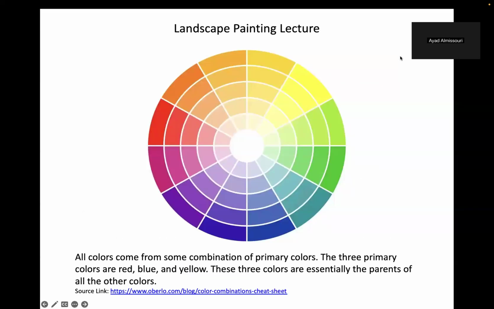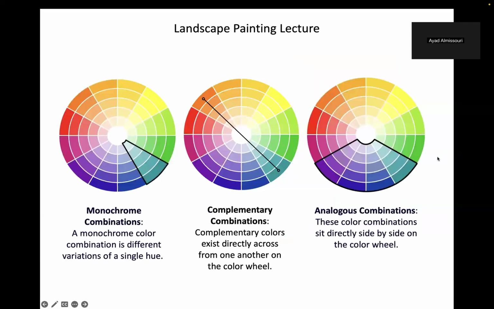Now, all colors come from some combination of primary colors. The three primary colors are red, blue, and yellow. These three colors are essentially the parents of all of the other colors. One thing to keep in mind, we're going to use this color wheel to give an example of what we're going to be using. If we move towards identifying the differences between monochromatic, complementary, or analogous color combinations, these are the key components to remember.